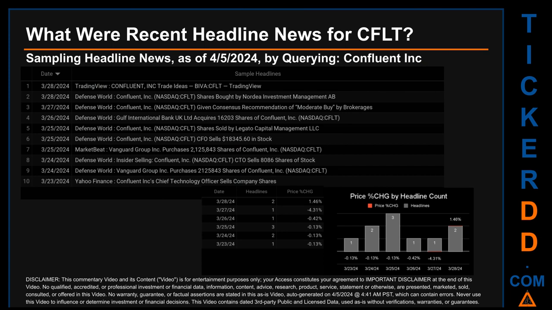Publication dates spanned 5 days. The latest publication was Thursday, March 28, 2024, when there were 2 found headlines. TradingView published the headline that read, Confluent, INC Trade Ideas, BIVA, CFLT, TradingView. Defense World published the headline that read, Confluent, NASDAQ, CFLT, shares bought by Nordea Investment Management AB.